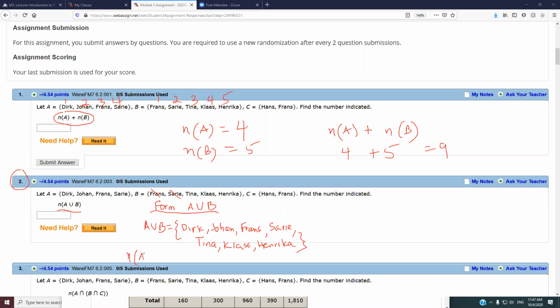Well, now I can just count up. For the cardinality, remember, it just means count up. So I'm just going to count up. Let's say 1, 2, 3, 4, 5, 6, 7. So the cardinality here is 7.